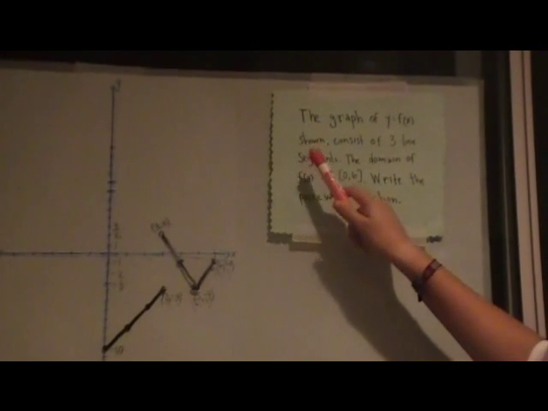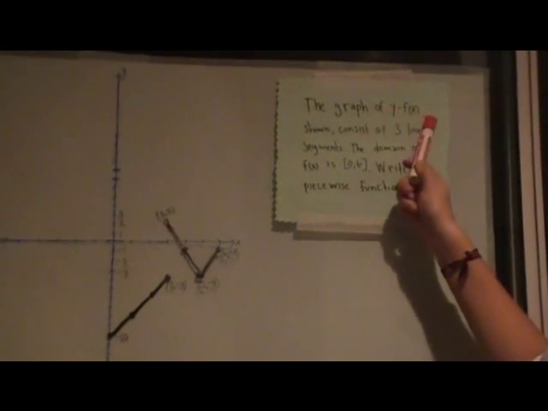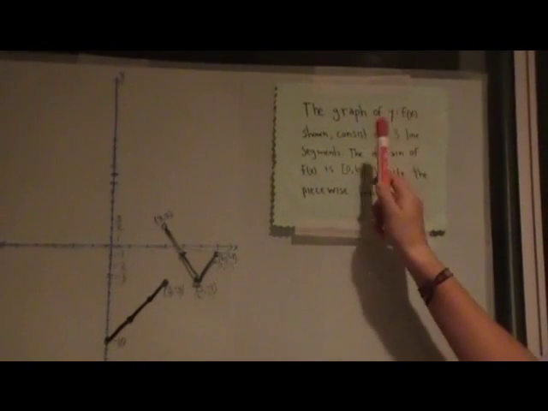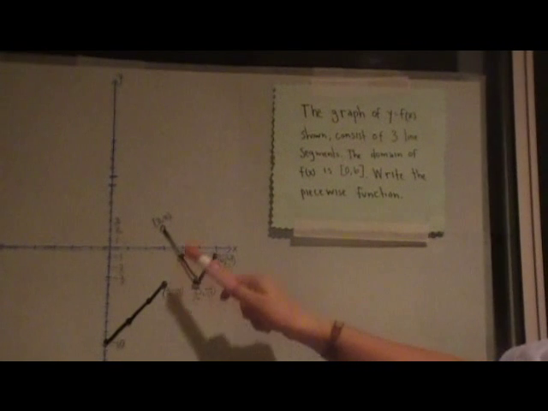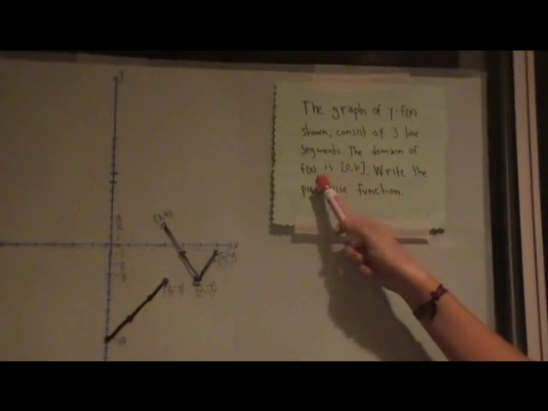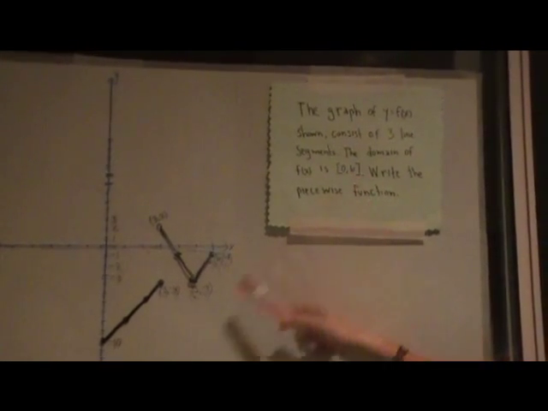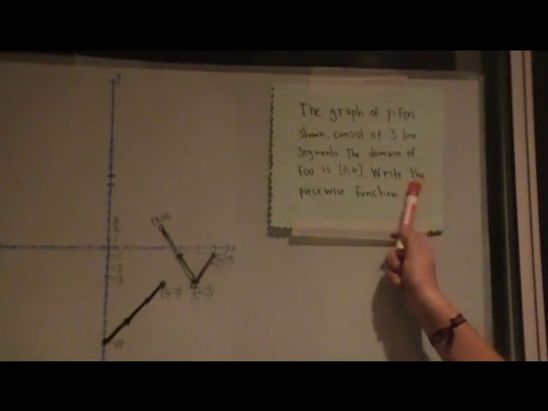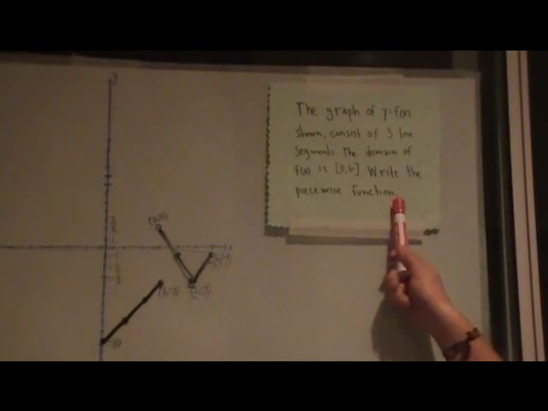Our second problem states, the graph of y equals f of x shown here consists of 3 line segments. The domain of f of x is 0 to 6 included. Now we have to write the piecewise function.